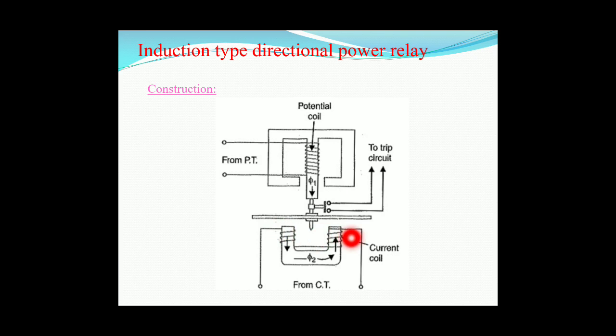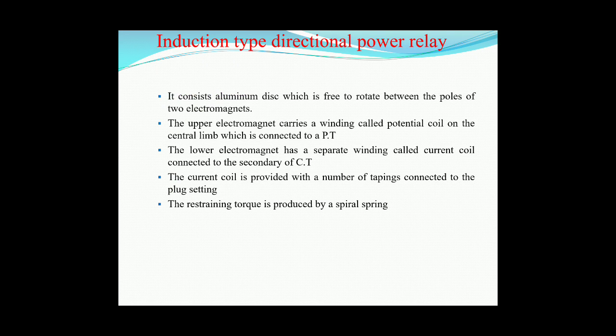Next, this is the lower magnet. In that we have the current coil. That current coil has many tappings. By using these tappings we adjust the current levels. This will be connected from the CT. This is the constructional diagram of an induction type directional power relay.